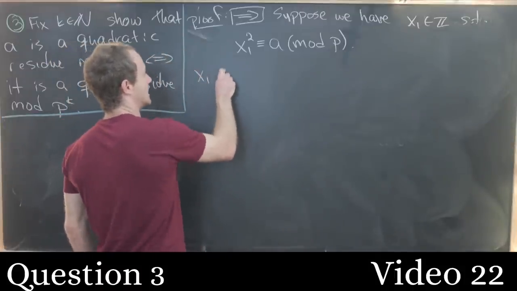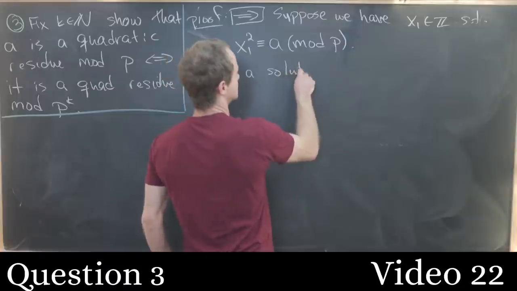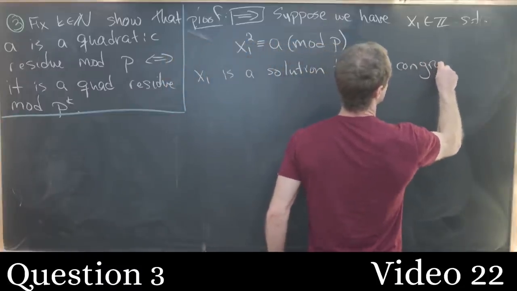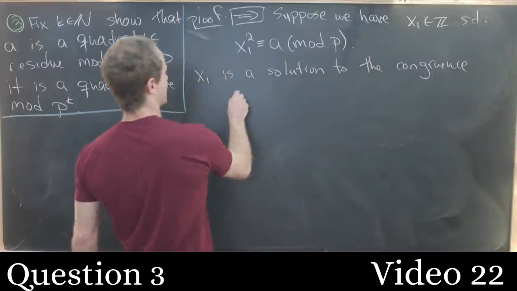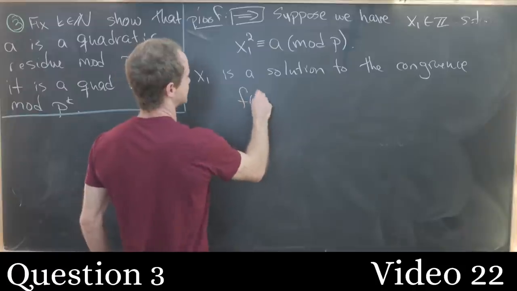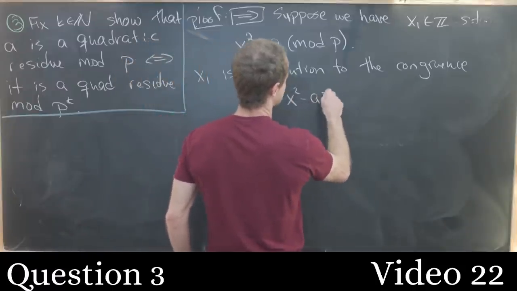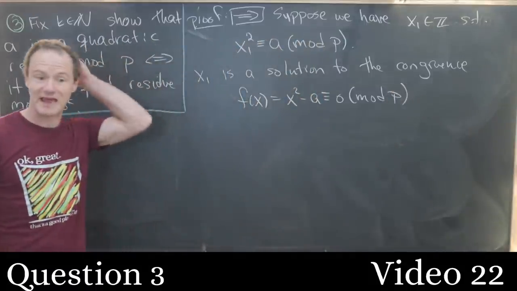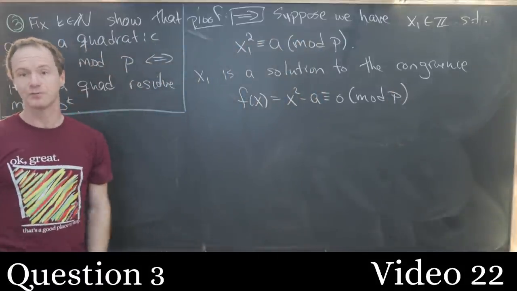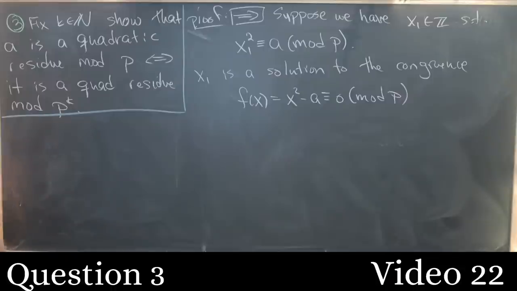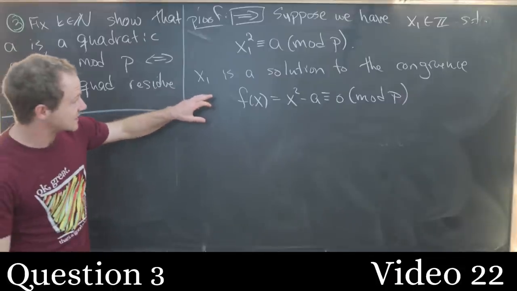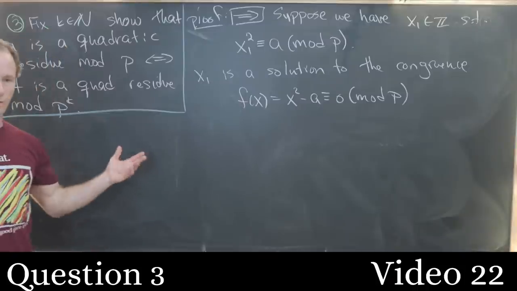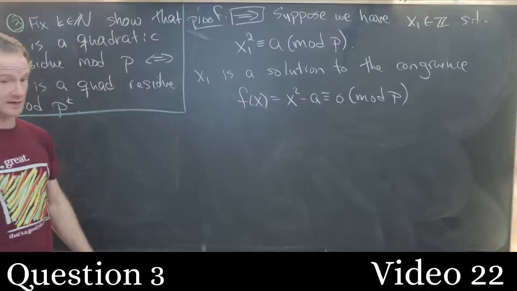Okay, so now let's rewrite this a little bit. This means that x1 is a solution to the congruence f of x equals x squared minus a, which is congruent to 0 mod p. So that's pretty clear. We're just putting a different name on it. And now we're actually going to prove something stronger than the result that we need. Notice we only need this thing to have a solution mod p to the k for this fixed k, but we'll prove that it has a solution for all n.